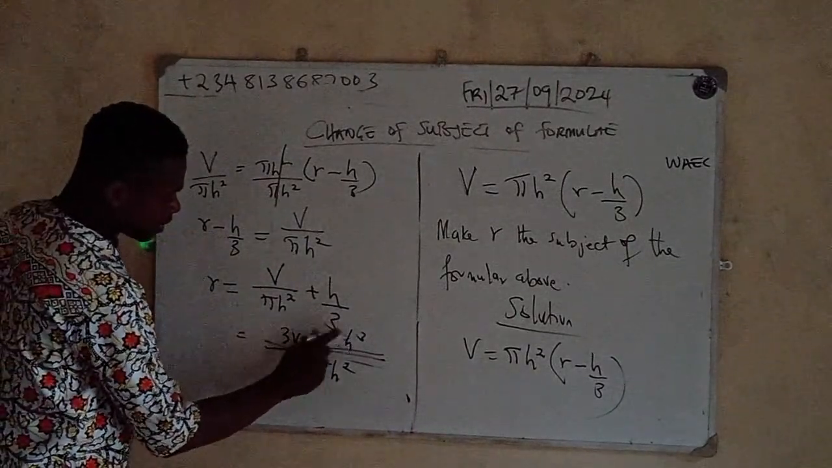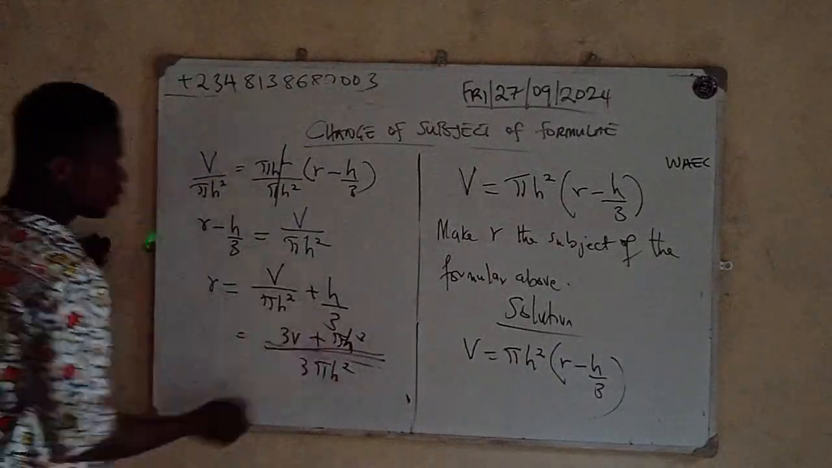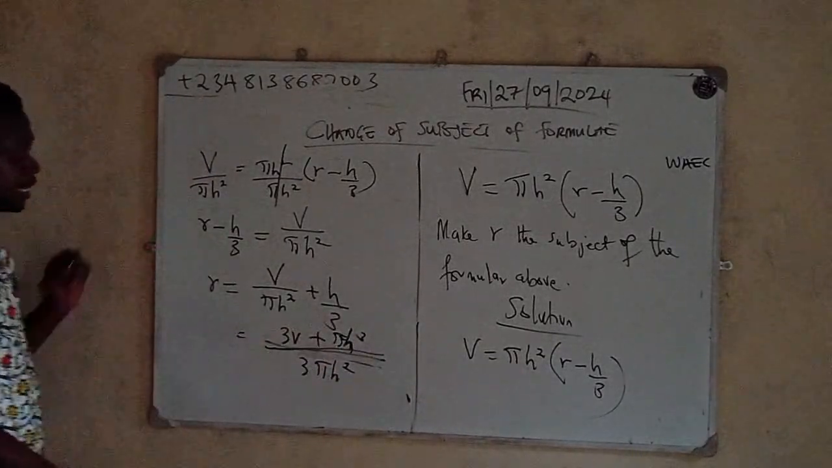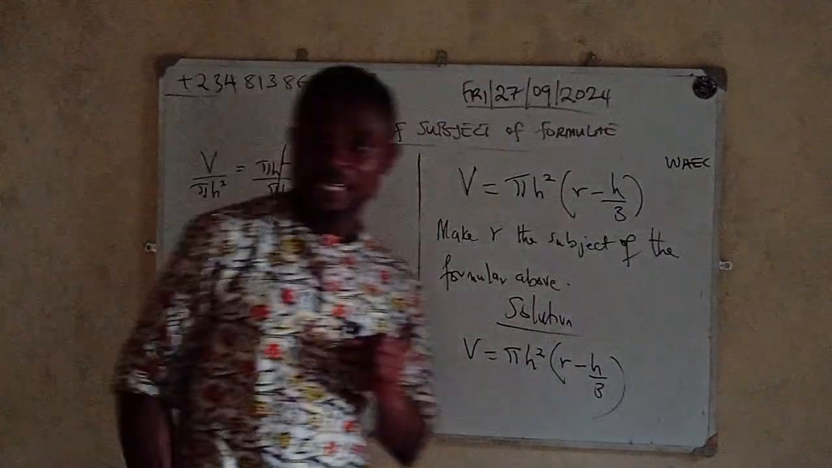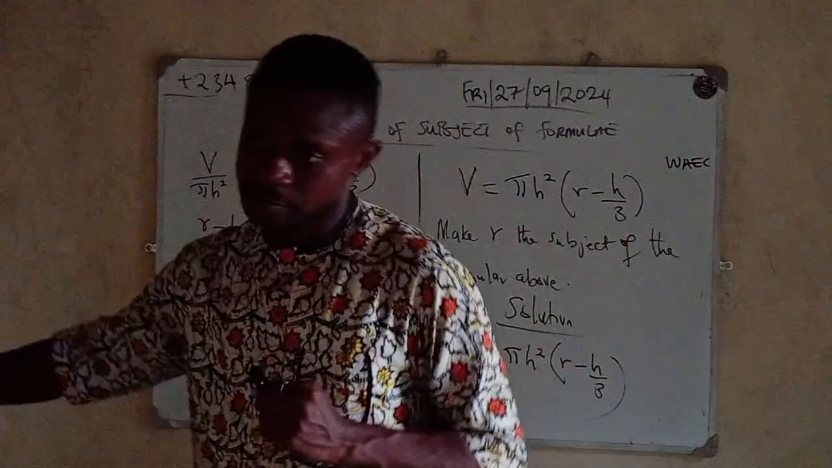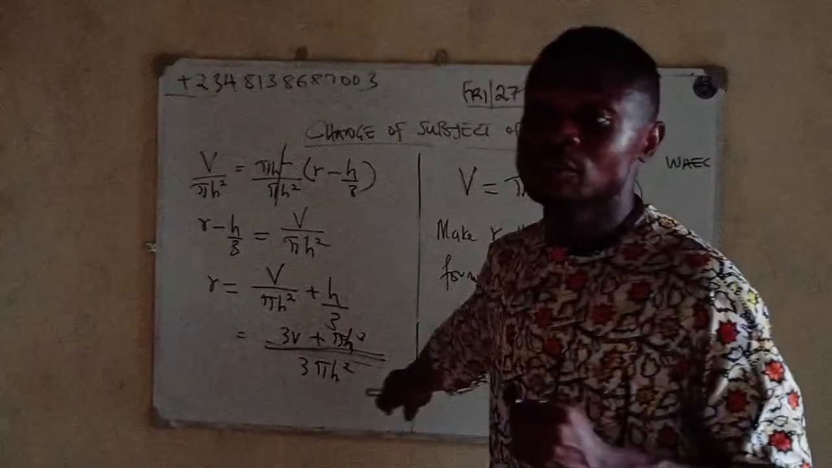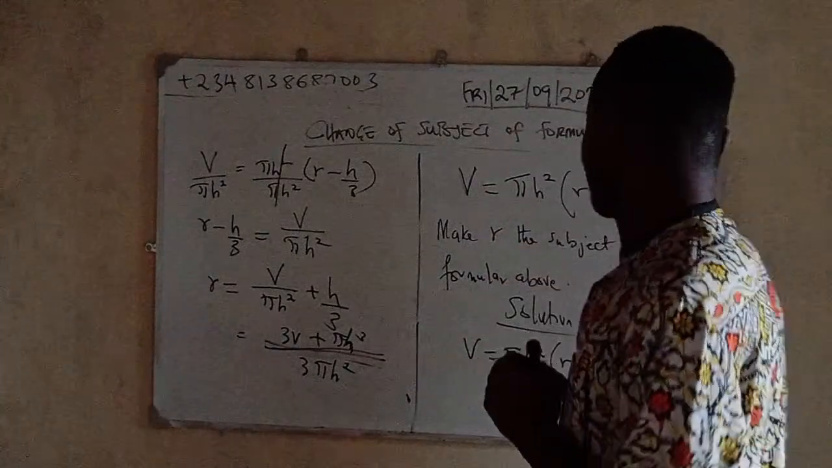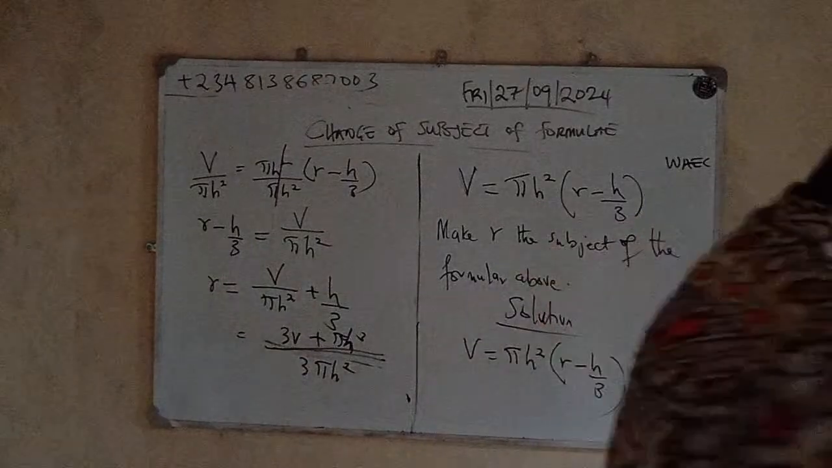This is pi h cube. This is the answer. You have nothing else to do, what? Factorize. Okay? Is it clear? This is the answer. You can put it down. This takes us up to 1 minute to solve. Very simple question.